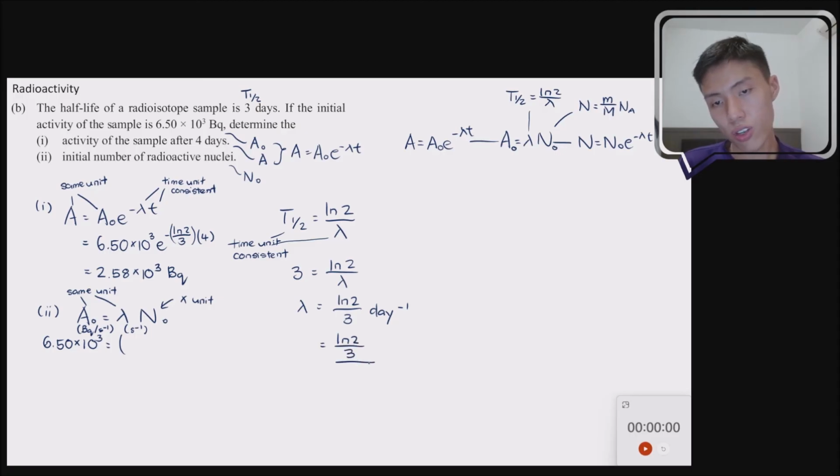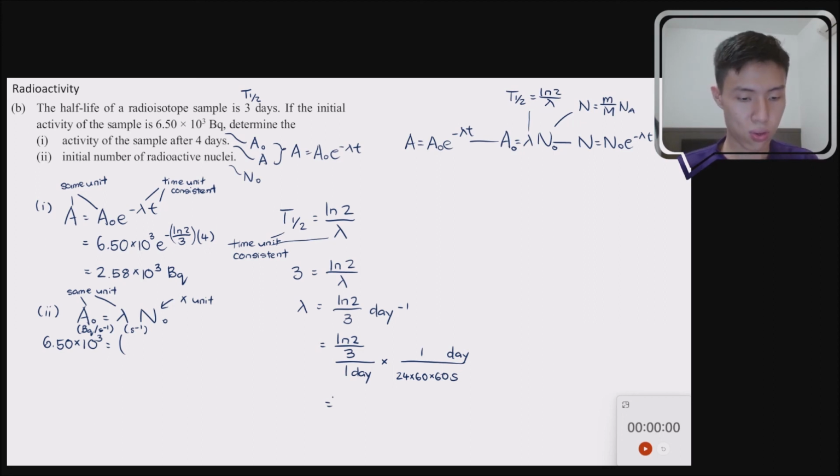So ln 2 over 3 per day. Per day means that it's 1 day at the bottom, so I need to eliminate day and introduce second. In 1 day there are 24 hours, in each hour there are 60 minutes, and in each minute there are 60 seconds. So ln 2 divided by 3 divided by 24 divided by 60 divided by 60. I'll get my lambda to be 2.674 times 10 to the power of -6, and this is per second.